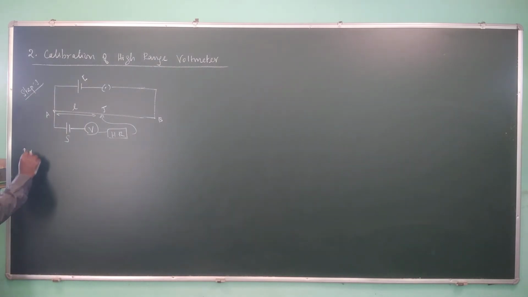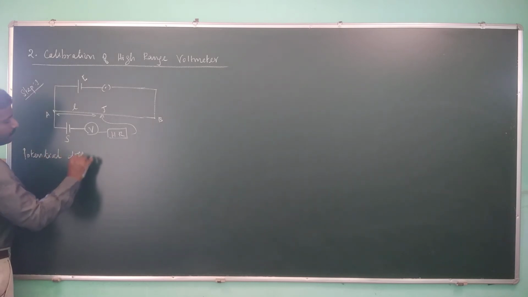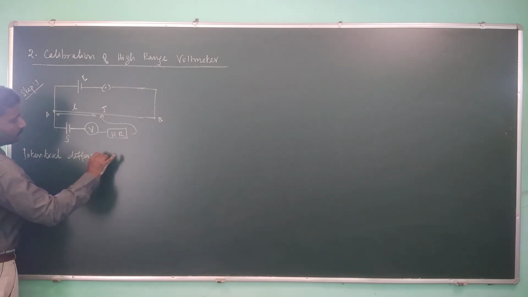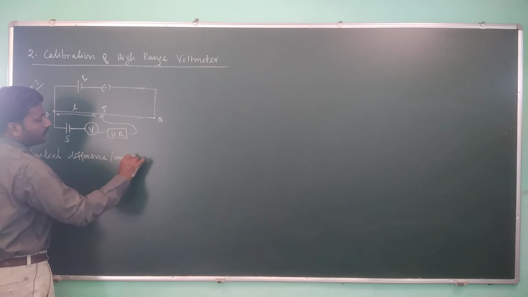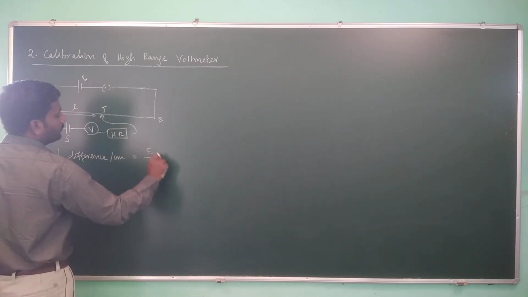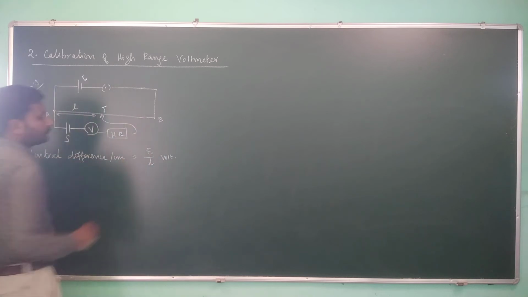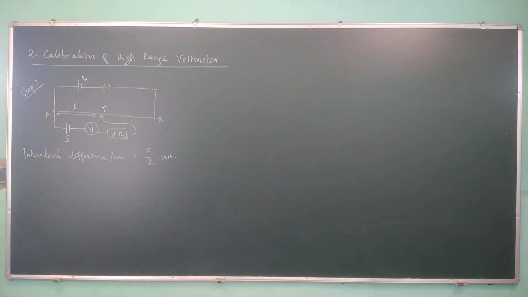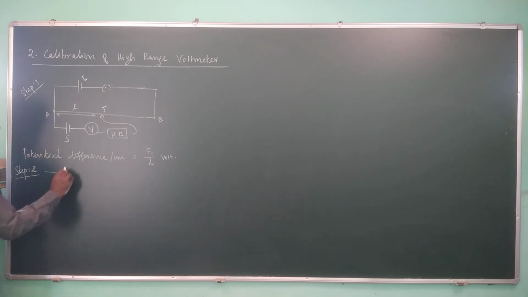Now for this particular standard resistance, we have to calculate the balancing length, that is L, so that from this we can write the potential difference per centimeter, which is equal to E by L volt. No doubt on it. And the second part of the circuit will be as follows. That is step 2.